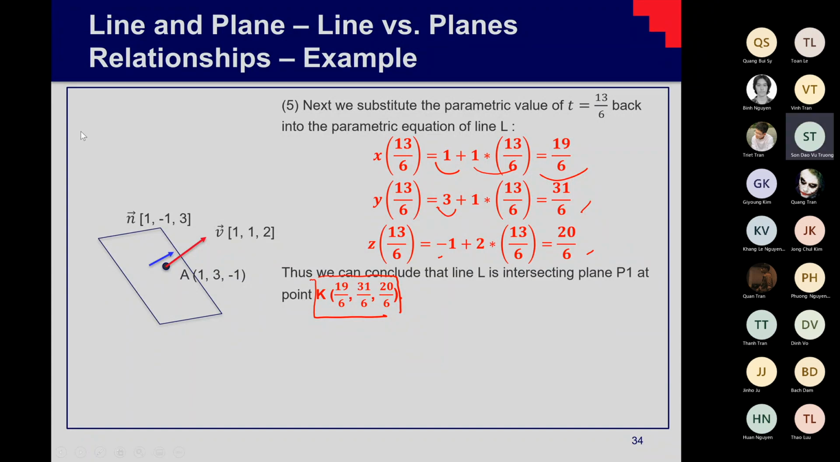Do you have any problem with the example that I have shown just now, just for the line and the plane intersection?